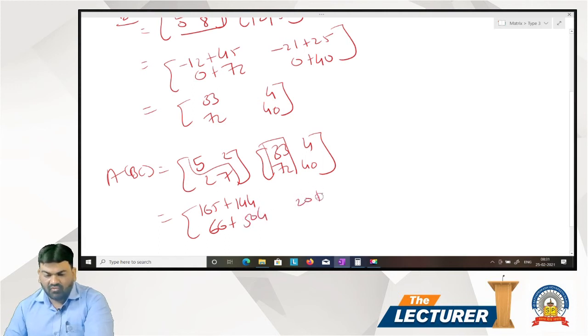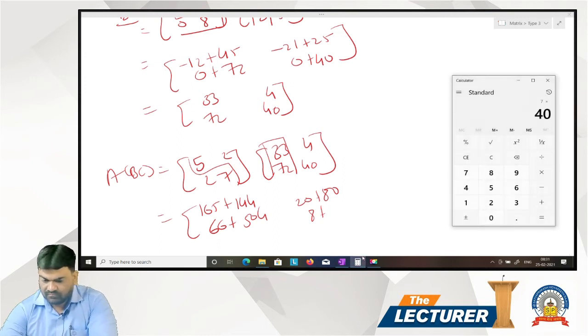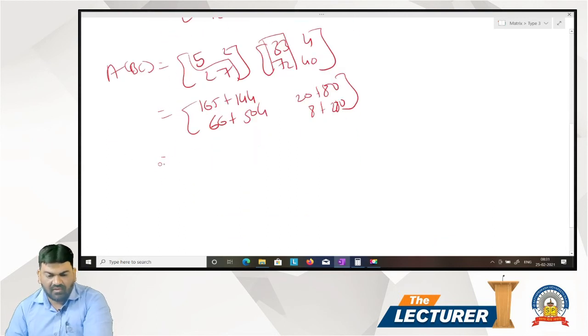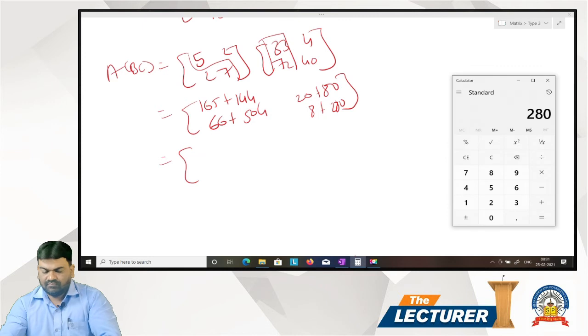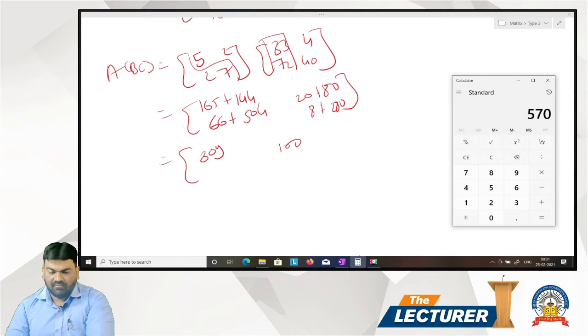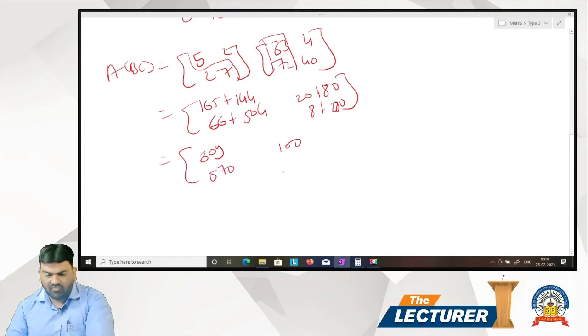5 multiplied by 2, 20. 2 multiplied by 40, 80. 4 multiplied by 2, 8. 7 multiplied by 40, 280. 165 plus 144, 66 plus 504, 570, 8 plus 280, 288. This is our left hand side.